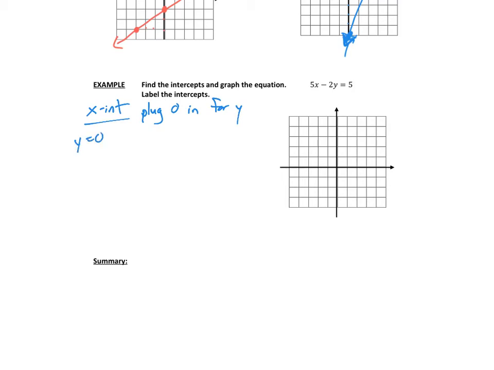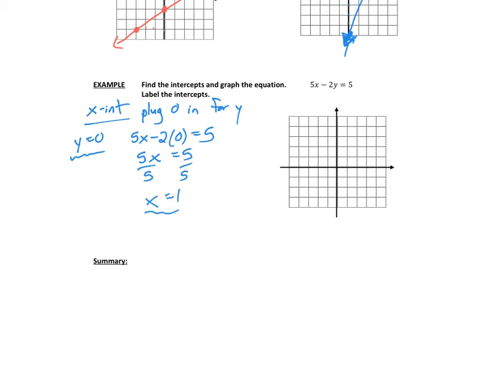You take your equation, and you do 5x minus 2 times 0 equals 5. And then this will give you the x-intercept because we already know y is 0. So it becomes 5x equals 5. Then divide by 5, x equals 1.